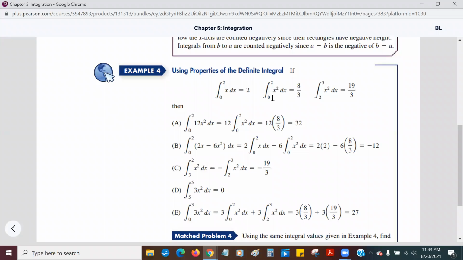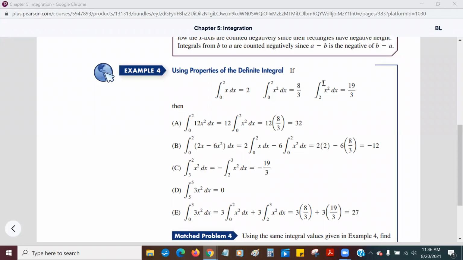So the integral from 0 to 2 of x squared is equal to 8/3, which means if I have a parabola and I'm looking at the area underneath from 0 to 2, it'll come out to a grand total of 8/3. And the integral from 2 to 3 of x squared is equal to 19/3. That just is, so let's just take that as a given. And now let's look over here. We have a bunch of things we could see from this.